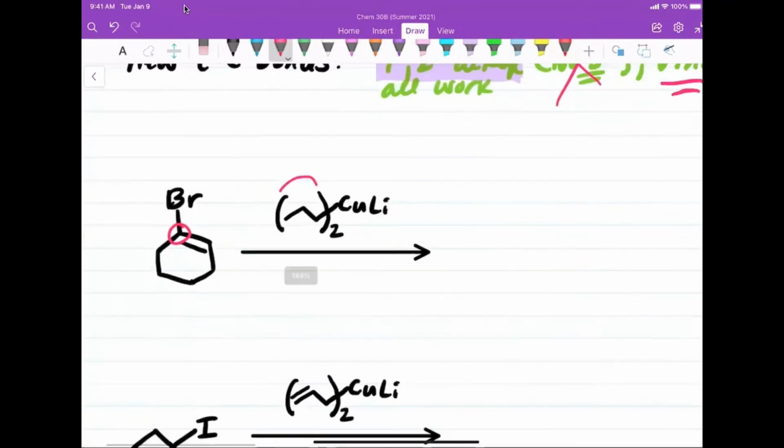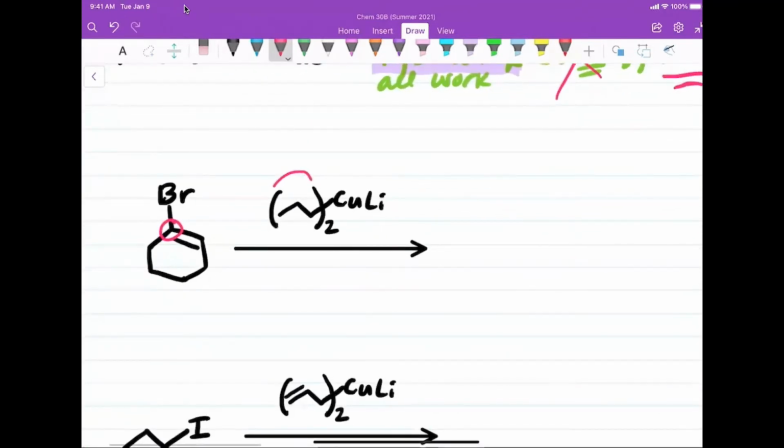Okay, so what we're doing is we're basically transferring one of these alkyl groups. So even though there's two on that cuprate, only one of them reacts. It actually turns out once the first one gets transferred onto something, then the cuprate itself with that one alkyl group that's left over is actually dead. It doesn't do anything.